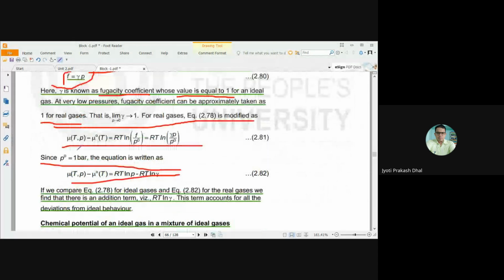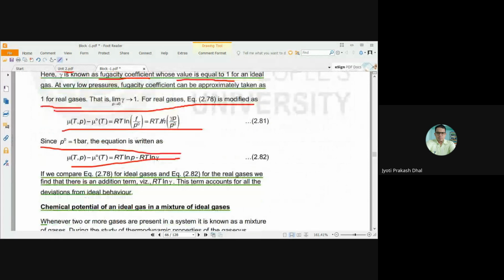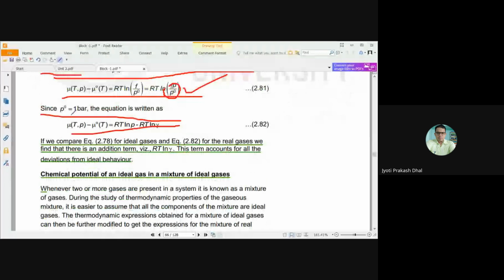So if you take the limit pressure tends to 0, gamma tends to 1. Then for real gases, the equation will become mu T,p minus mu naught T equals RT ln f by p naught, which is equal to RT ln gamma p by p naught. So if p naught equals 1 bar, then the equation can be written mu T,p minus mu naught T, which is equal to RT ln p minus RT ln gamma.